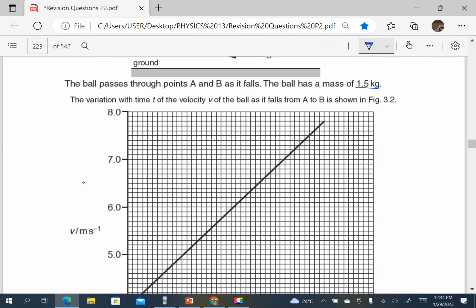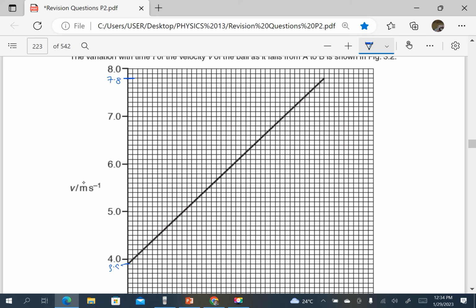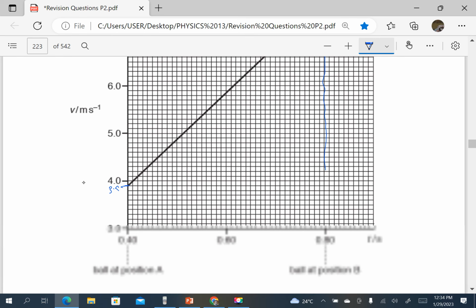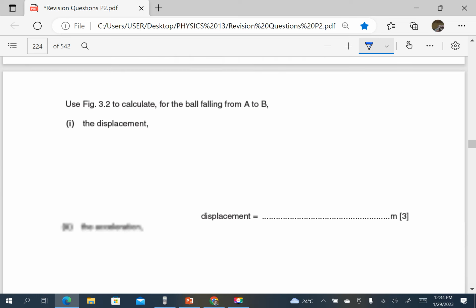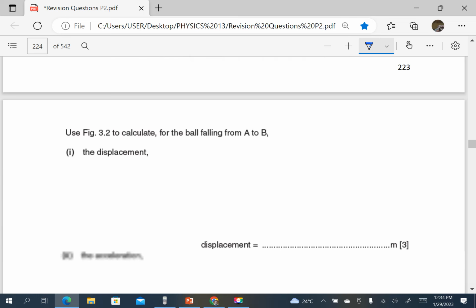Let's check here. And I think that is 7.8. Then here it is at 0.8. Okay, let's now see the questions. Use the figure to calculate for the ball falling from A to B the displacement.